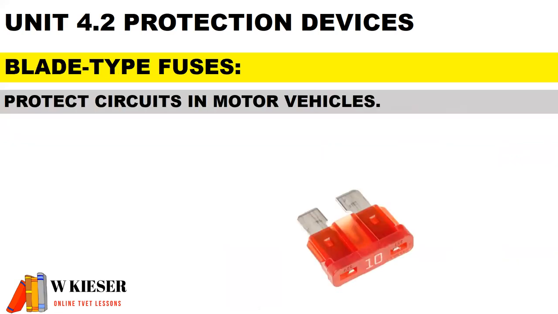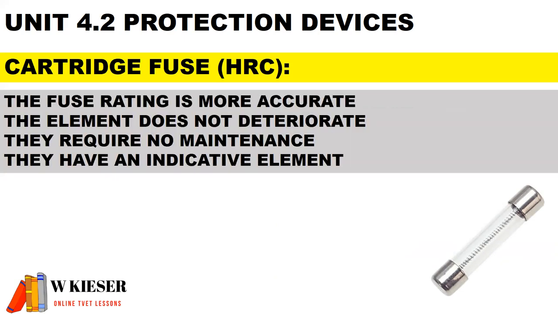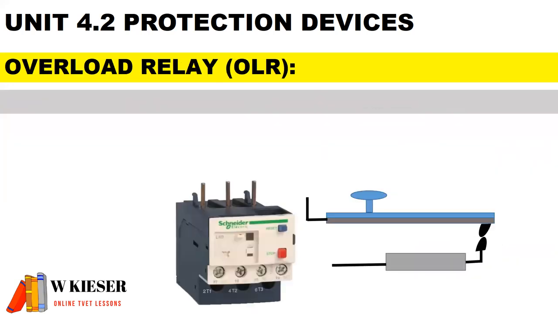For blade type fuses, they protect circuits in motor vehicles. A cartridge fuse, also known as a high rupturing capacity fuse. The fuse rating is more accurate. The element does not deteriorate. They require no maintenance and they have an indicative element.